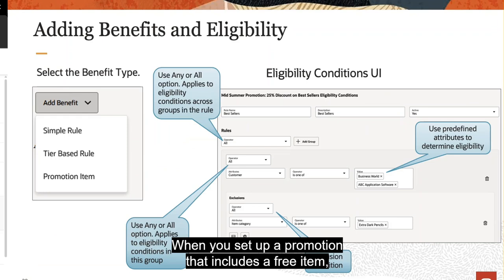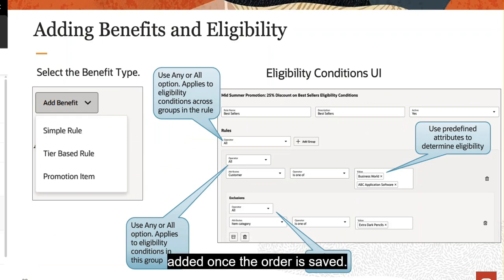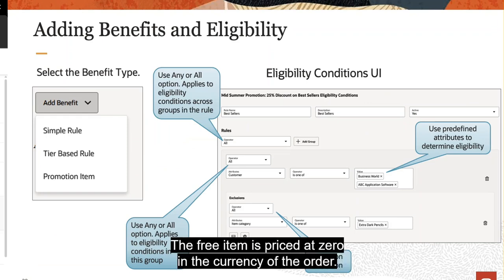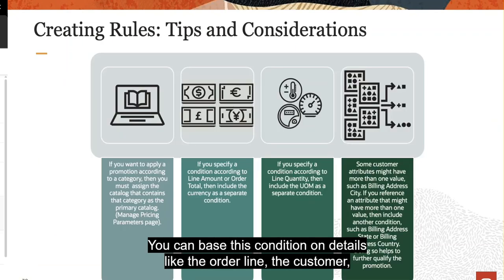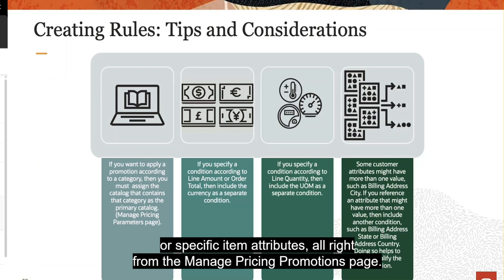To set up a promotion, create a rule that defines when a sales order is eligible. You can base this condition on details like the order line, the customer, or specific item attributes, all right from the Manage Pricing Promotions page. Be sure to check out the tips and considerations on this slide to get the most out of setting up your promotional rules.